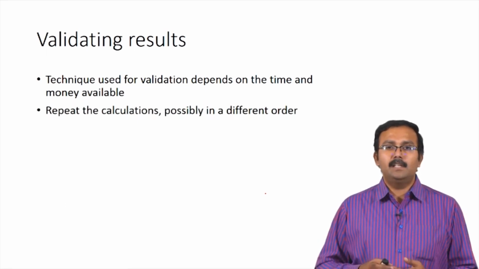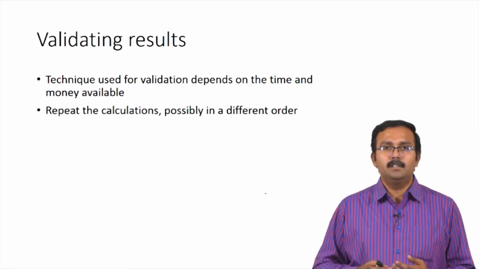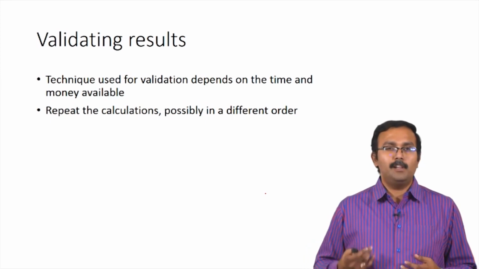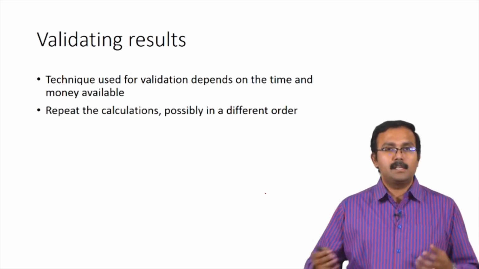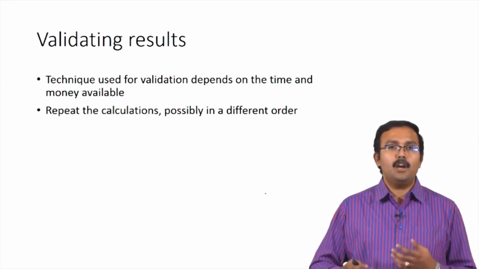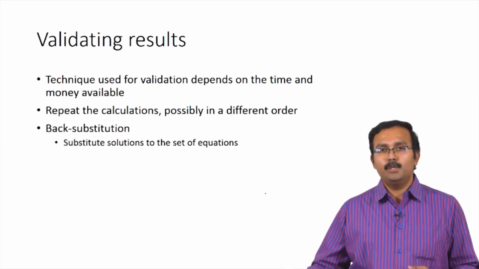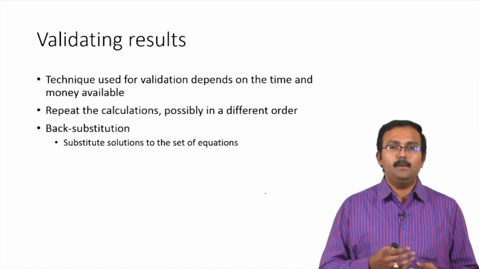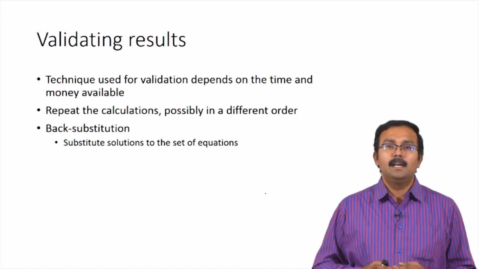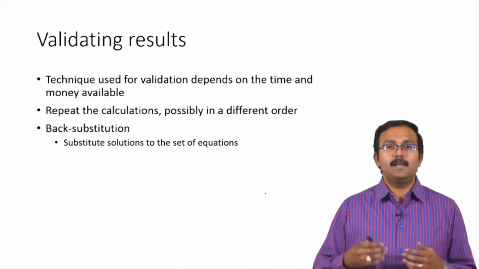Considering what is available to you, you can use one of the following methods. You can repeat the calculation, possibly in a different order. This will ensure that you perform all the calculations again, and because it is coming in a different order, it will ensure that you do not make the same mistake again. You can also do back substitution, where you take the solutions you obtained and substitute them back into the equations which you wrote down and ensure that these equations are still valid.